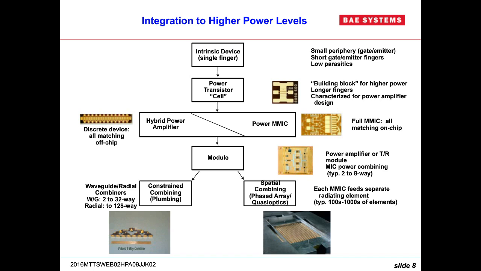Then you get to the basic power amplifier, and you've got a choice to make, all the way from a discrete device shown on the left with all matching off-chip to a full MMIC, a device on the right with all matching on-chip, or something in between that's a compromise. Usually the next level, you take a number of devices, somewhere between 2 and 8, and power combine them in a module. And at that point, you've got two ways to go. The constrained plumbing route, which is indicative of waveguide, radial type structures, and spatial type of combining on the other side. Both low loss methods of getting to higher power levels.